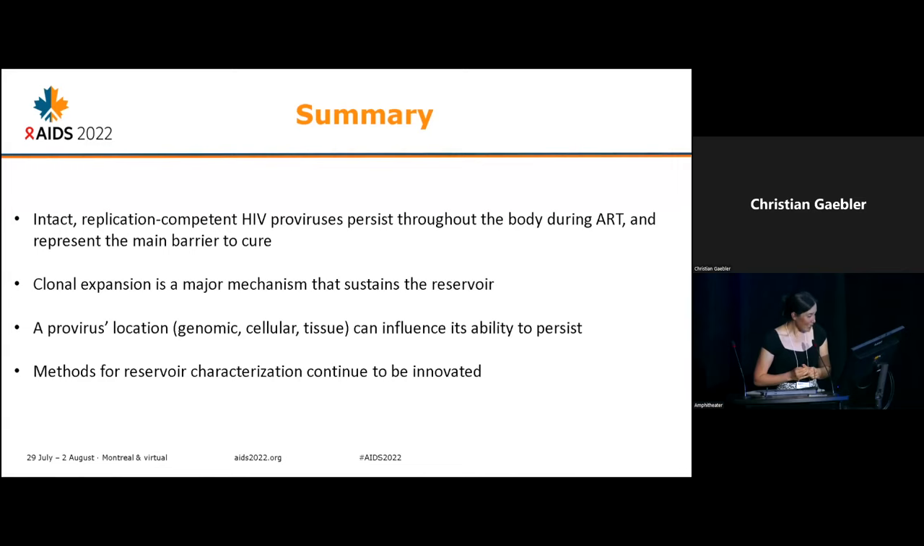So, in summary, intact replication competent HIV persists throughout the body during ART. It represents the main barrier to cure. Clonal expansion is a major mechanism that sustains the viral reservoir. A provirus's location, thinking in this multidimensional space, can influence its ability to persist, and we continue to innovate methods for reservoir characterization.